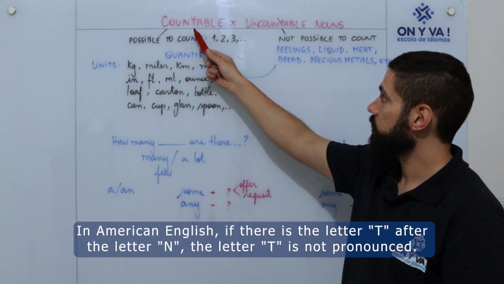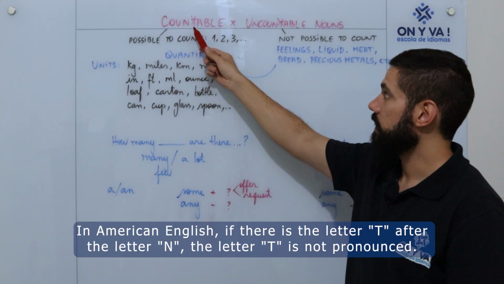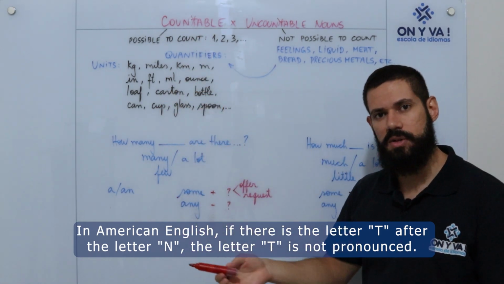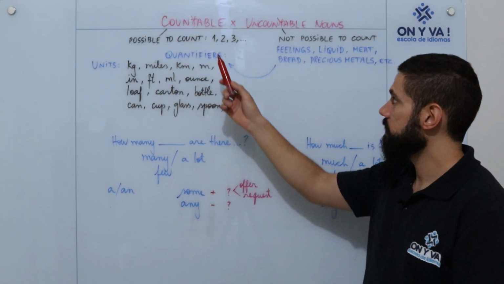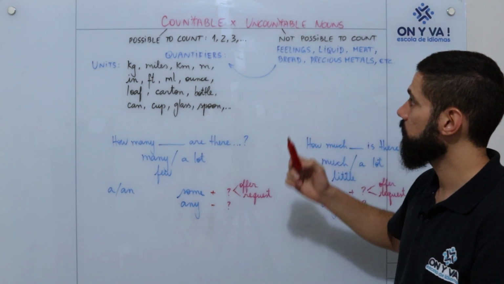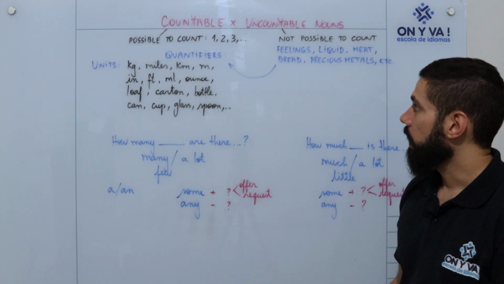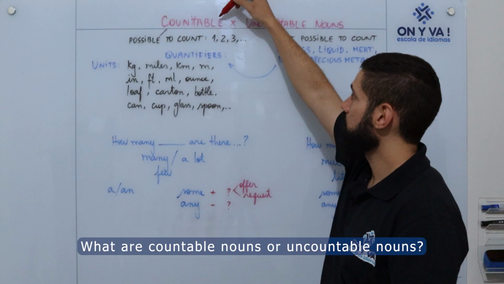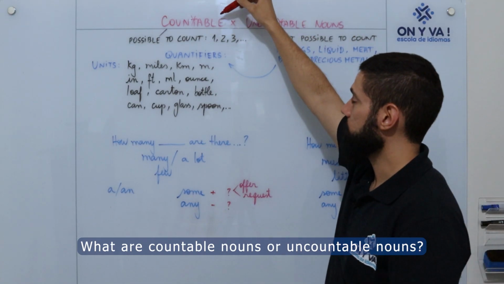Because in American English, after the N, if you have a T, the T is not pronounced. So you can say countable nouns, uncountable nouns. Okay, so what are countable nouns or uncountable nouns?